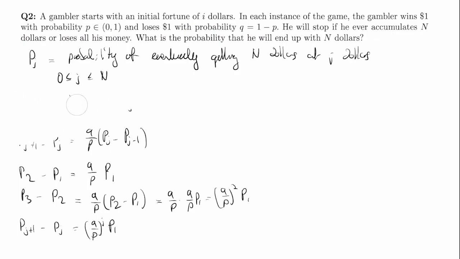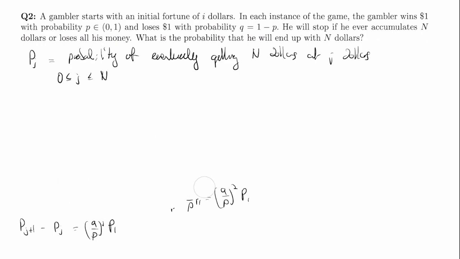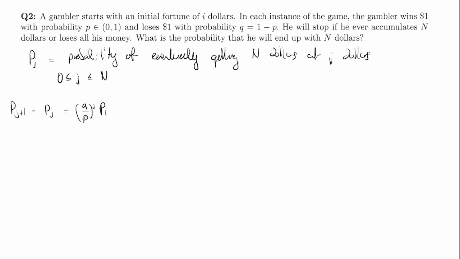Okay, so if we clean this up again, we actually have a pretty interesting result here. We've related the probability of winning at j+1 and j just to the probability of winning at $1. So this is actually a pretty cool result, and we can use this to solve for the Pj. Okay, so this is an important result we'll use later.